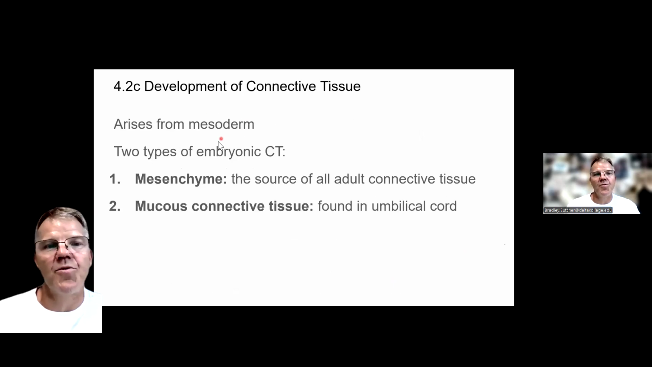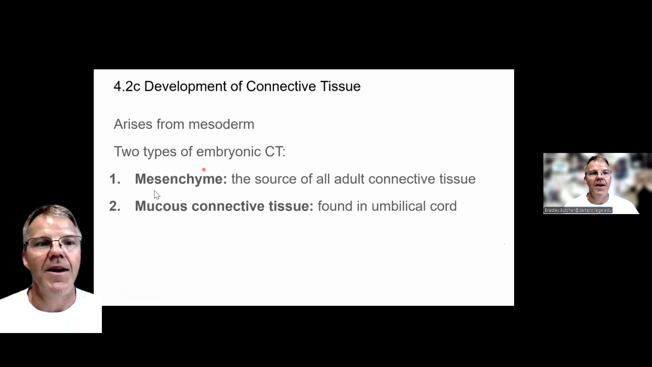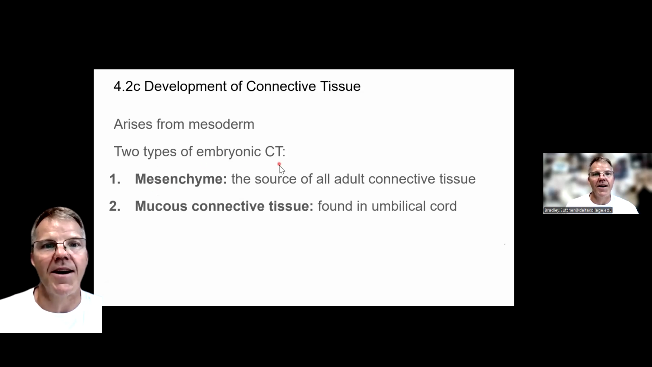Development of connective tissue arises from the mesoderm. We're talking embryology, and two types of embryonic connective tissue: the mesenchyme, the source of all connective tissue, and then this mucous connective tissue. That's found only in the umbilical cord, and those are for embryos developing in the womb.